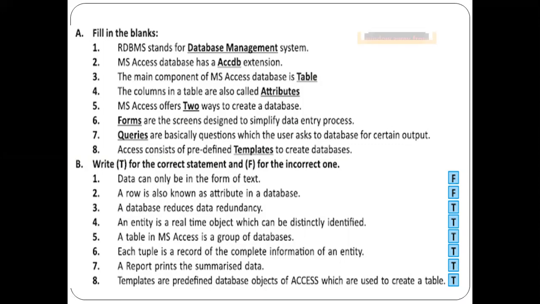Second one, what is the extension of MS Access? So an MS Access file will have the extension .ACCDB. DB is the short form of database and ACC is for Access. The main component of an MS Access database is the table, because in a table we are going to store the information. The columns in a table are also called attributes.